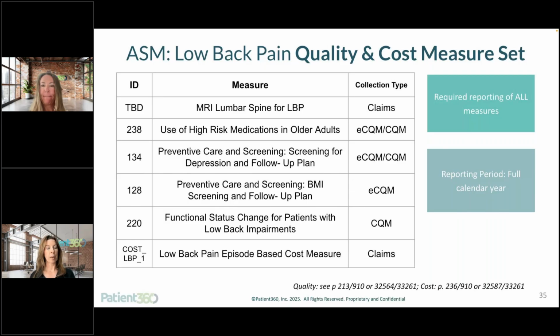Depression and BMI are common comorbidities and associated with worsening of low back pain. So that's part of the rationale behind 134 and 128. And CQM 2020, we want to spend just a little more time on. This is functional status change for patients with low back impairments.